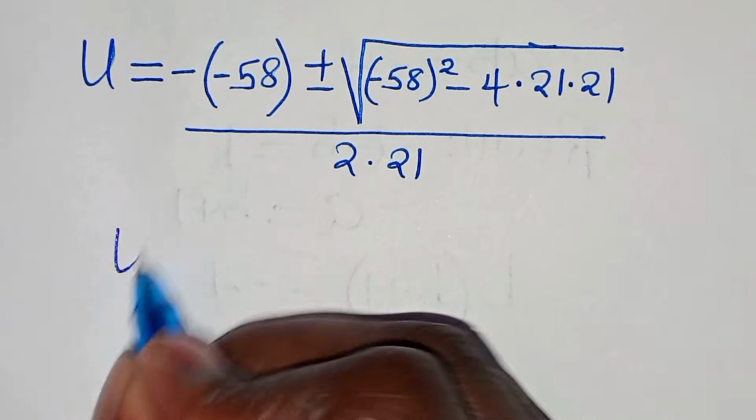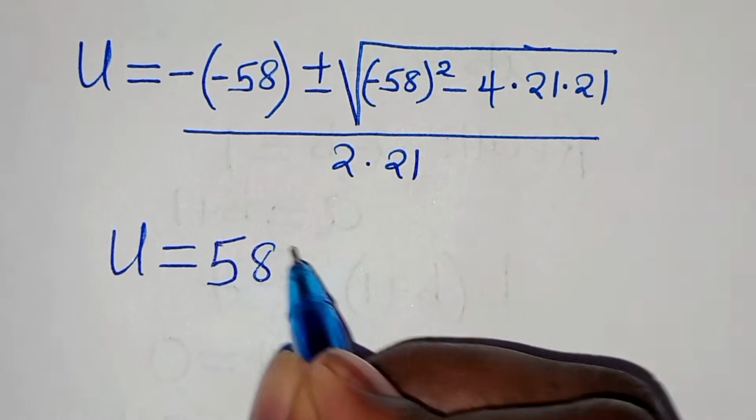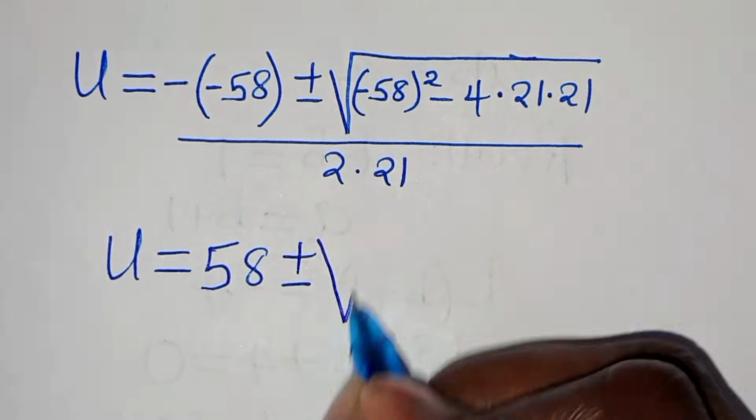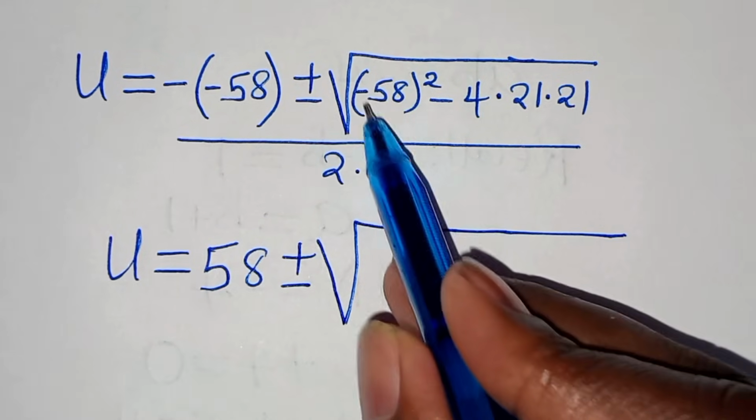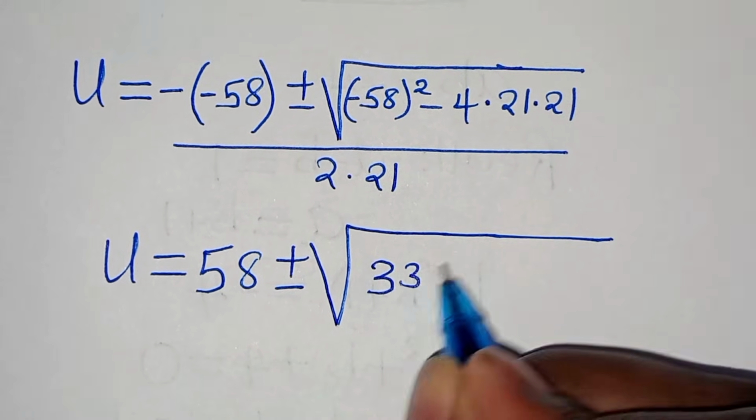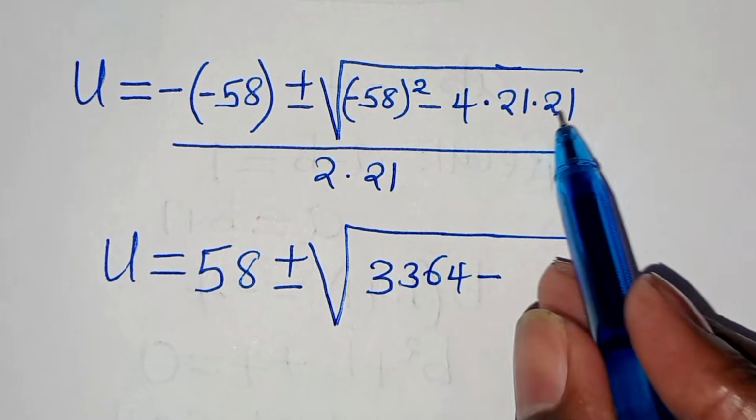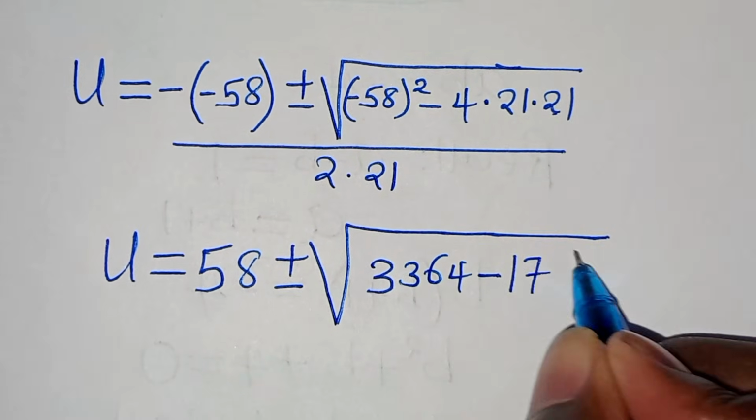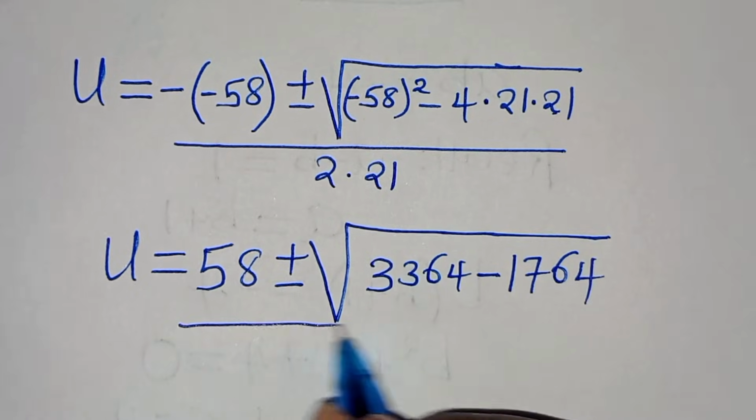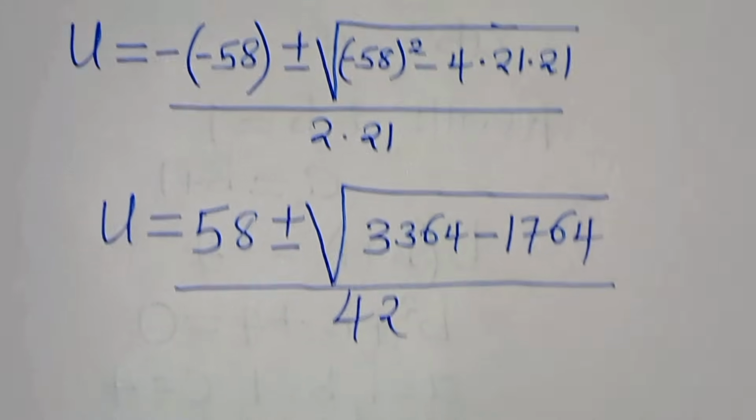Now here we have u is equal to minus times minus 58. This is 58 plus or minus the square root of minus 58 squared. This is equal to 3364. Subtract 4 times 21 times 21. This is 1764. Everything here divided by 21 times 2, which is 42.